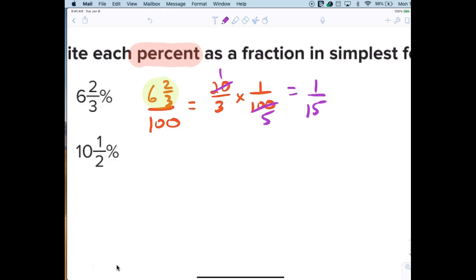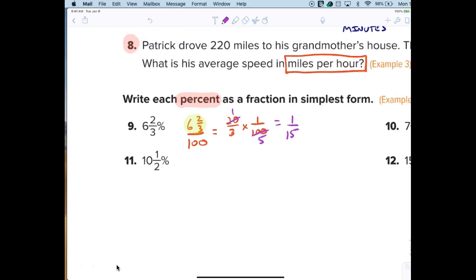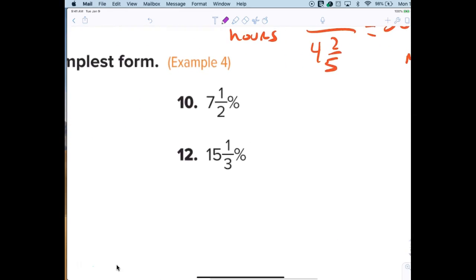And what is that? 1/15. Of course it is. We got the right answer. We're just double checking. 1/15. All right. Yes, sir. Read me number 10. What do I do? Beautiful. So now what do I do?